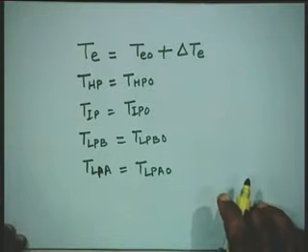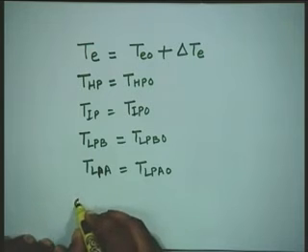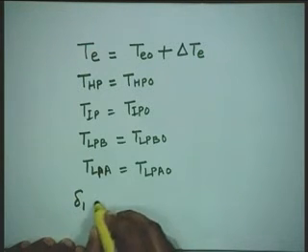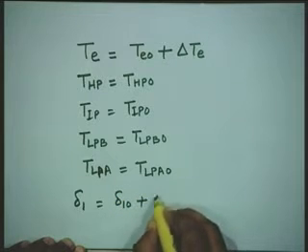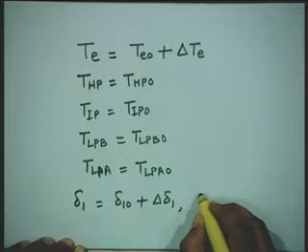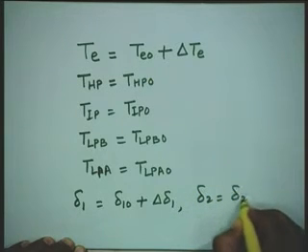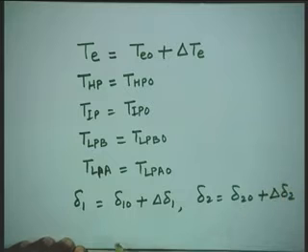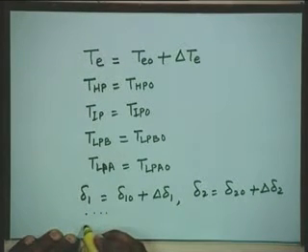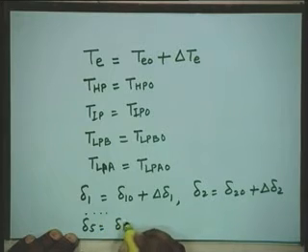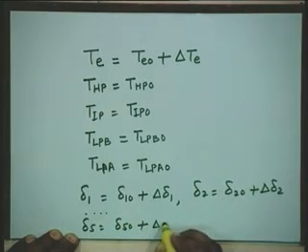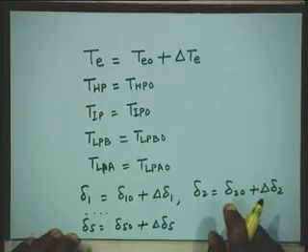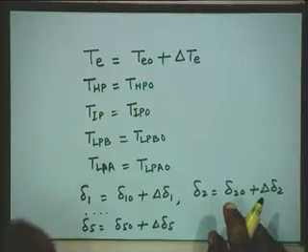Now, these angular positions will represent the angular positions under the dynamic condition as delta 1 equal to delta 1 O plus delta delta 1. Similarly, delta 2 will be written as delta 2 O plus delta delta 2, and so on. We can write down delta 5 as delta 5 O plus delta delta 5. Similarly, when you talk about the speed, under steady state conditions omega 1, omega 2, omega 5 are equal to omega naught, and when the system is perturbed, the deviation in the speeds is delta omega 1, delta omega 2 and delta omega 5.